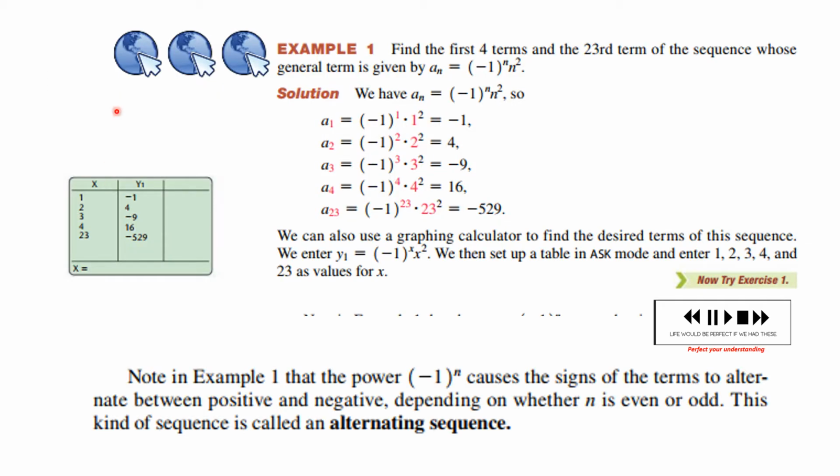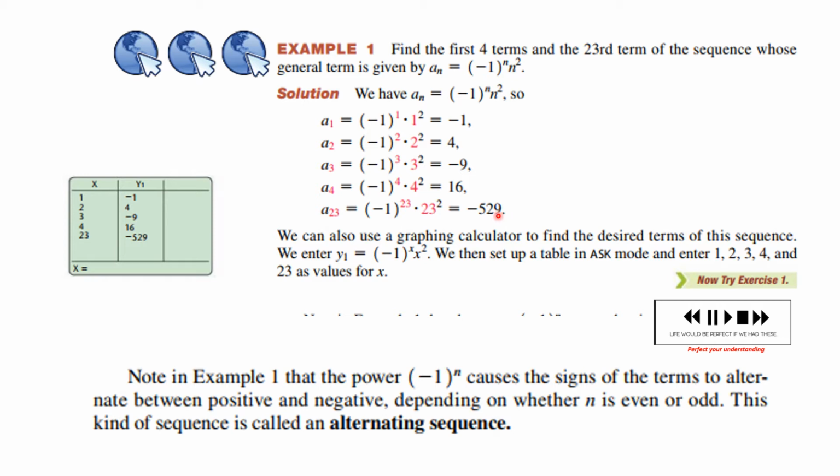So here's an example. You're asked to find the first 4 terms and the 23rd term of the sequence whose general term is given by a sub n, the nth term, equals minus 1 to the nth power times n squared. So you see, to get the first 4 terms, you're going to let n be 1 and get this, n be 2 and get this, n be 3 and get this, n be 4 and get this, and n be 23 and you will get this.